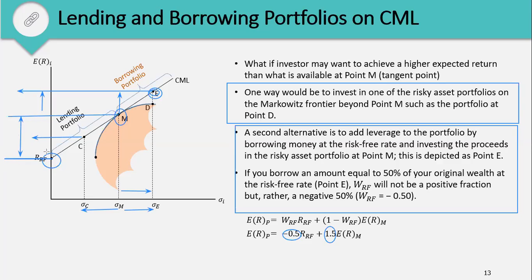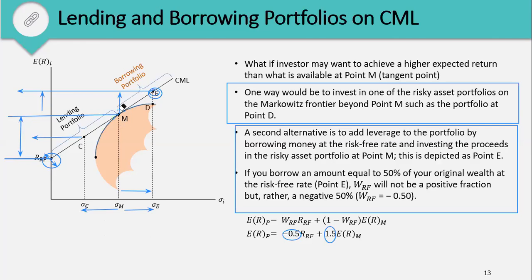So that means you are going to borrow money at the risk-free rate, that means 1%, and you are going to invest that money at 10%. So there is a difference of 9%. That difference is actually your profit. Because of that difference, you can easily achieve this level of return, the level of return that is given in point E.